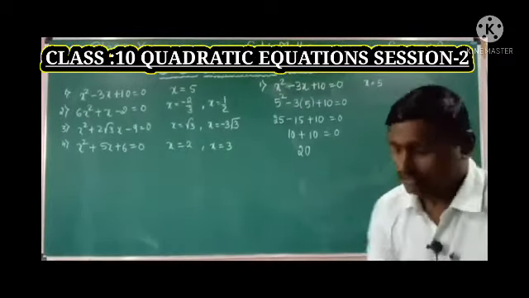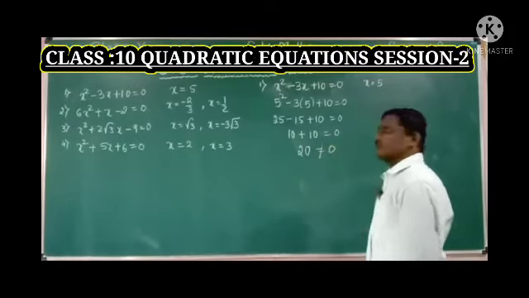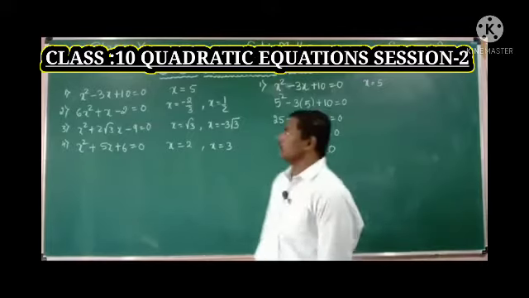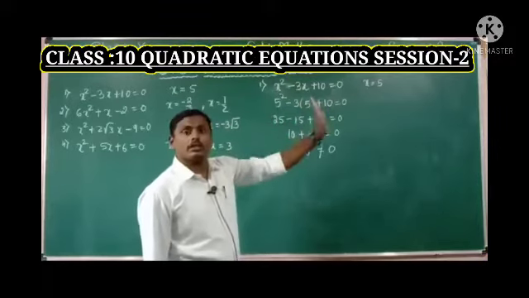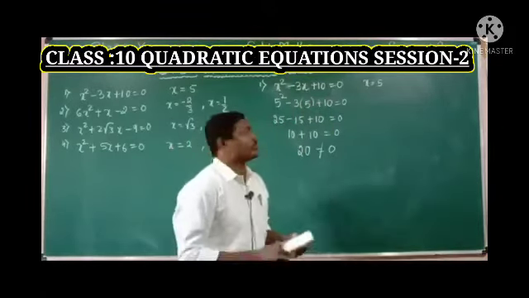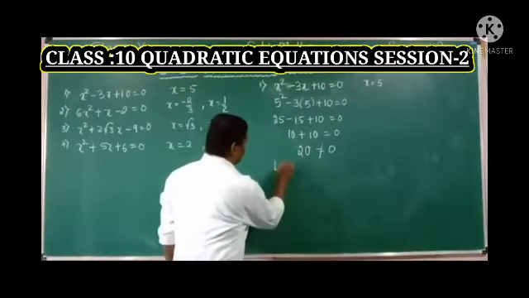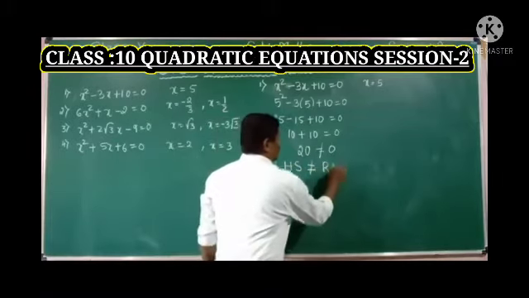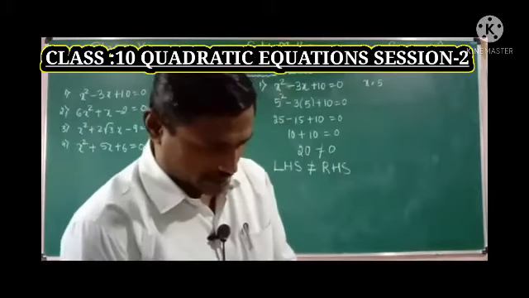So 20 is not equal to 0. It means 5 is not a solution of the quadratic equation, because here LHS is not equal to RHS.